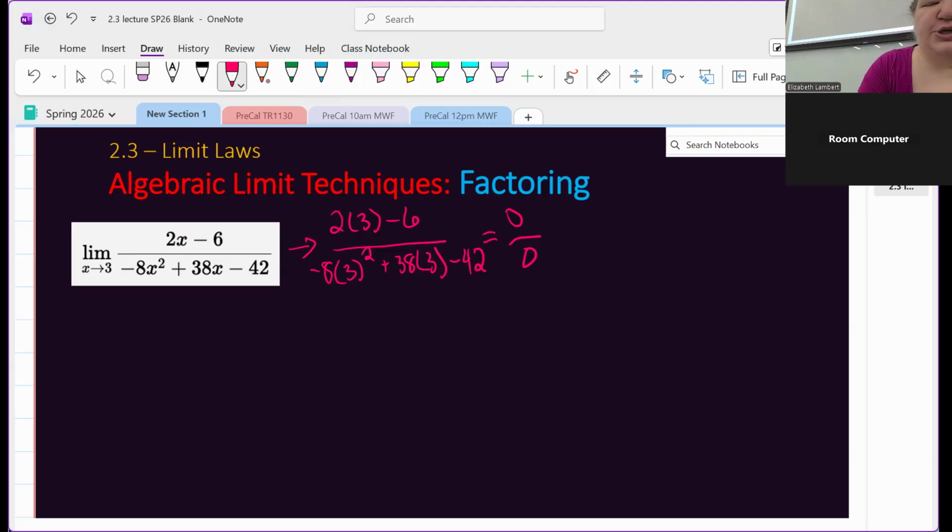So 2x minus 6, well, both of those numbers are even, right? So I could rewrite that top as 2 times x minus 3. And that's what we proved on top. When I plugged in 3, I got 0. So that means x minus 3 should be a factor of the top. The same is true on the bottom. I plugged in 3 on the bottom and got 0. So the bottom should also have x minus 3 as a factor.